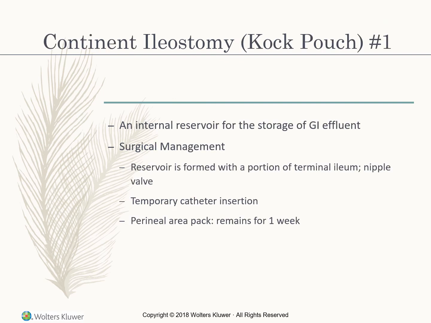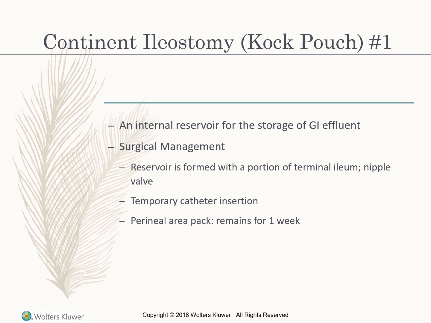Now, this is a different kind of ileostomy. It's called a Koch or Kock pouch. This is an internal reservoir for the storage of GI waste, again, internal in the body. The reservoir that holds the waste inside the body is formed with a portion of the terminal ileum. It has on the end of it a nipple valve. There's a temporary catheter insertion, and basically this allows the patient to be continent, meaning that they can drain the pouch themselves when they need to, as opposed to it just leaking out, and there's no need for any appliances.